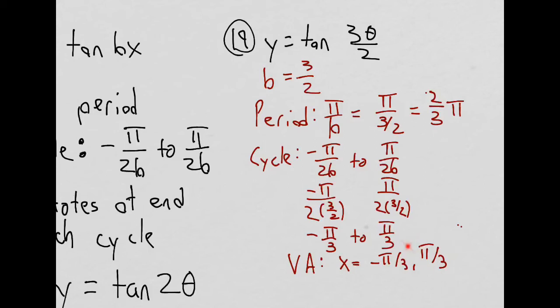If I just took pi over 3 plus 2/3 pi, well, that's pi. Well, that's where my next vertical asymptote would be. And then I could just add another 2/3 pi and another 2/3 pi. And I'd find many, many different vertical asymptotes up to infinity.